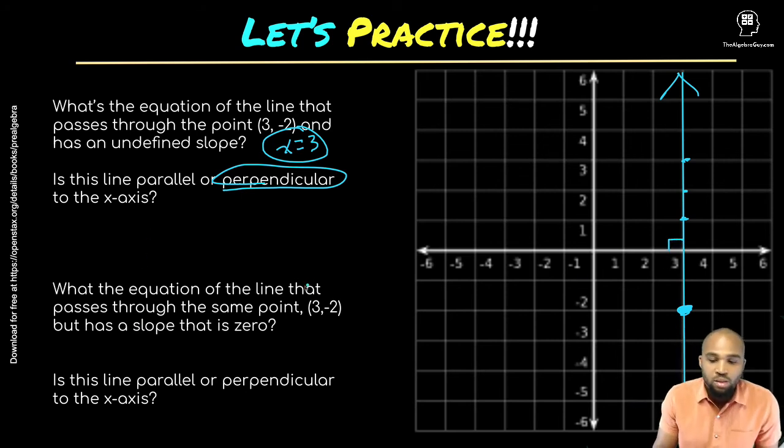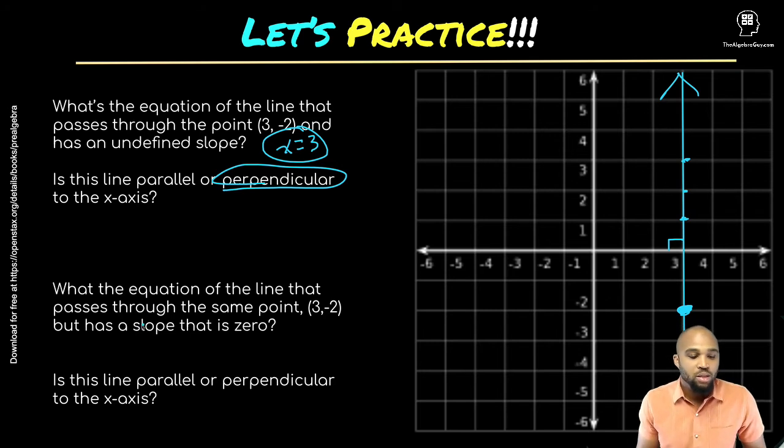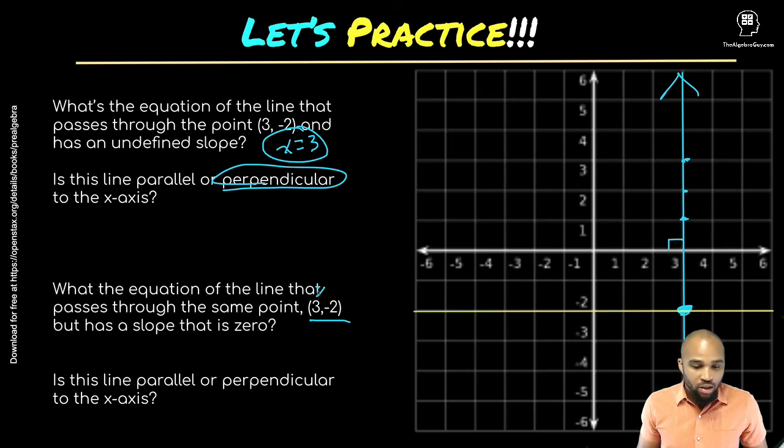All right, same scenario, right? So the same scenario, but this time we have a 0 slope going through 3, -2. Okay, that's simple because that just means that it's going to be a horizontal line going through that same point. And now let's answer these questions. What's the equation here? So instead of taking my x value, I'm going to be looking at the y value. So I know it's going to be y equals -2.